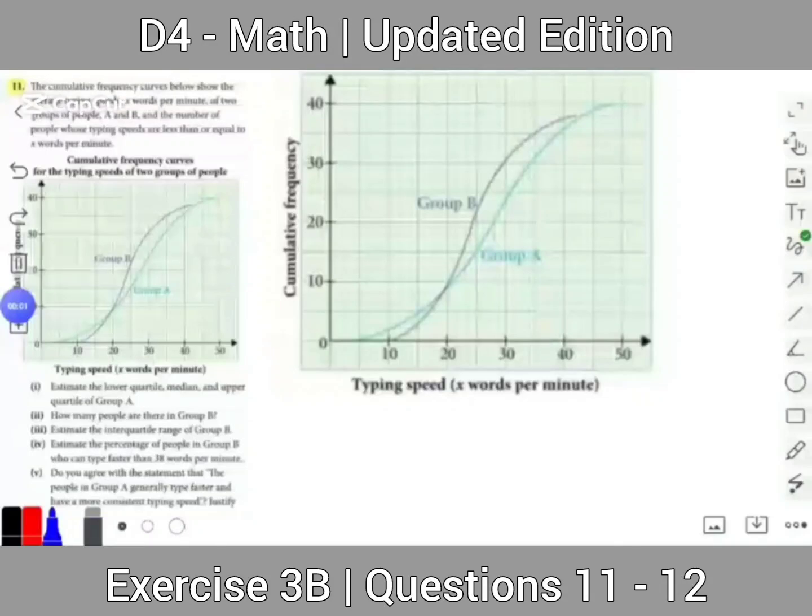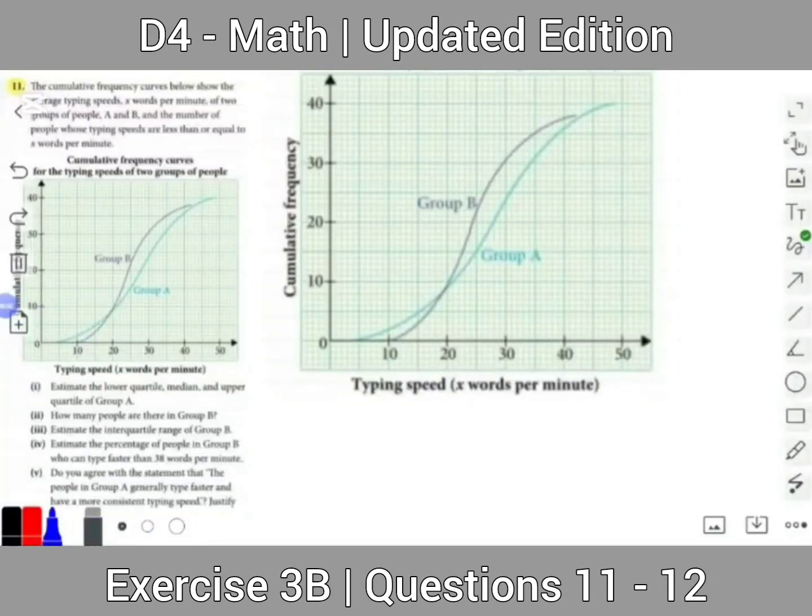Now we will start today's video with question 11. The cumulative frequency curves below show the average typing speed x words per minute of two groups of people, A and B, and the number of people whose typing speeds are less than or equal to x words per minute. Along the x-axis we have typing speed x words per minute, and along the y-axis we have cumulative frequencies.